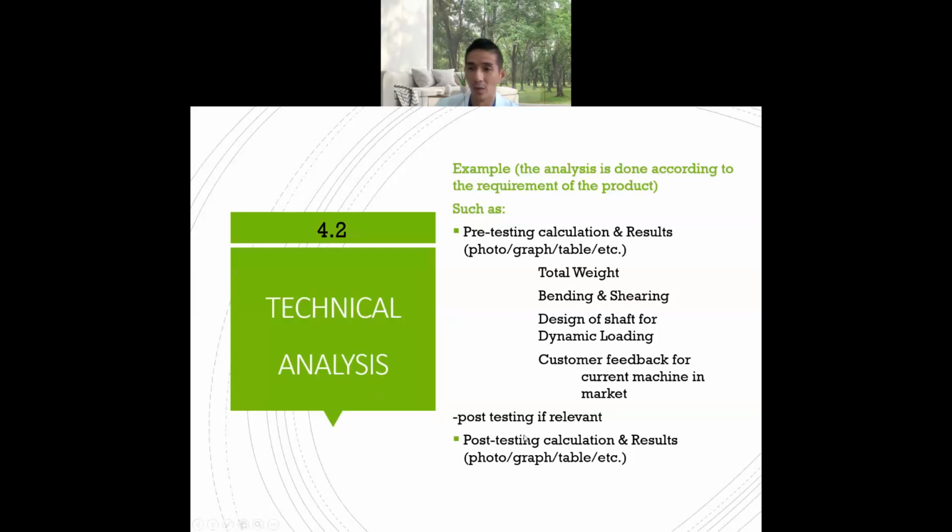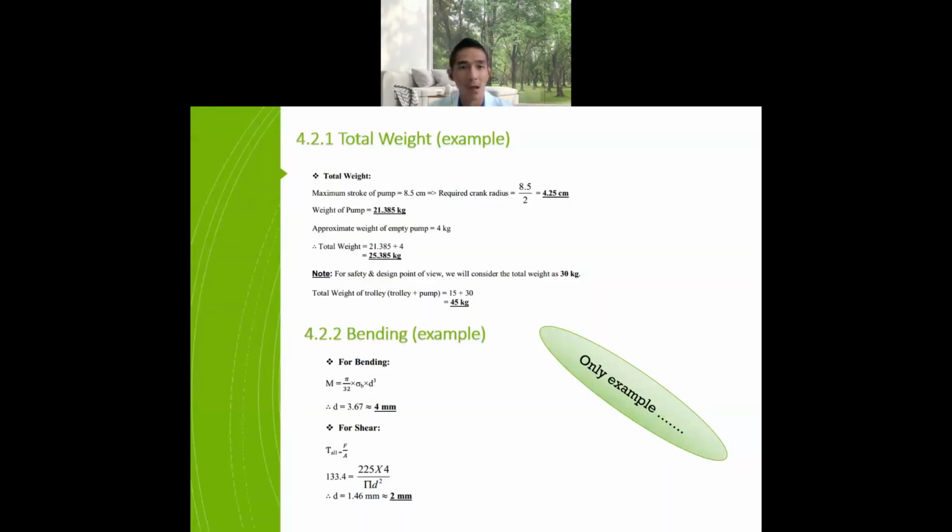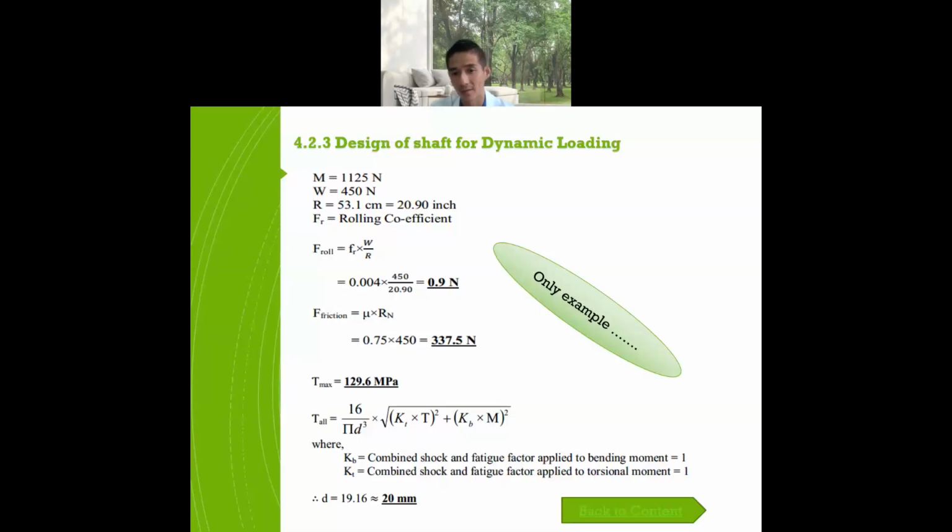Of course, when you do your post-testing, you are encouraged to take a lot of photos. If you are able to illustrate the data in a table form or a graph form, it will be better compared to all the figures. So this will be the example. You will see you have a calculation there. Maybe you can do it manually first before you key it into the appropriate format. This one is on design, calculation of the design.